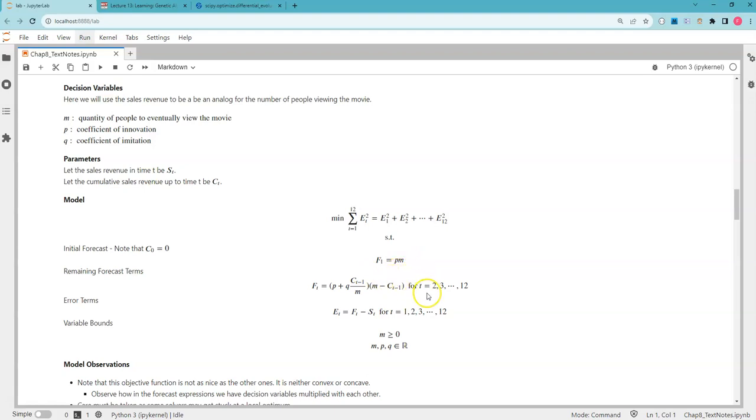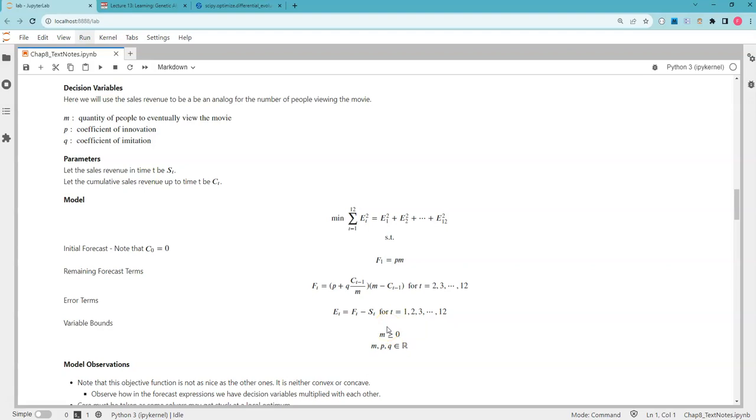Then for all the other ones, you can see for times 2 through 12, we just implement this expression for the forecast at that time. And then notice our error term is the forecasted value minus the actually recorded value. That's good. For times t equals 1, 2, 3, all the way through to the end. And then we have our bounds there. And so that all hopefully makes sense.